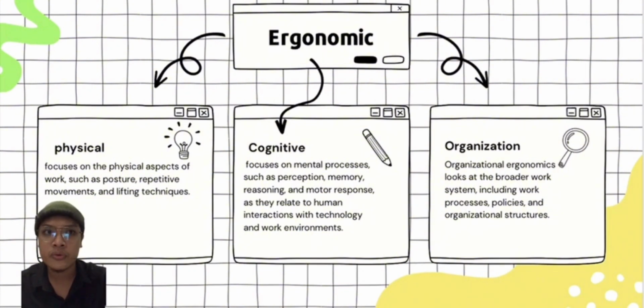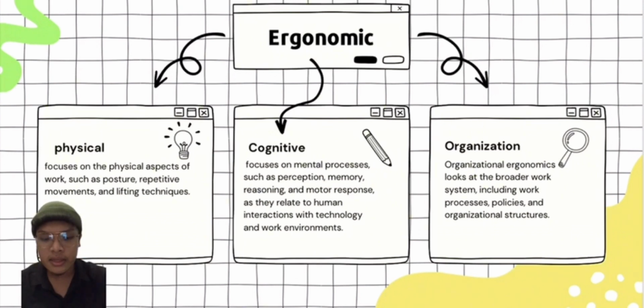It is aimed to prevent musculoskeletal disorder (MSD) and other physical injuries by designing workstations, tools, and equipment that reduce the strain on the body. The cognitive focuses on mental processes such as perception, memory, reasoning, and motor response. It is aimed to optimize human performance and productivity by designing interfaces, displays, and systems that are easy to use and understand.